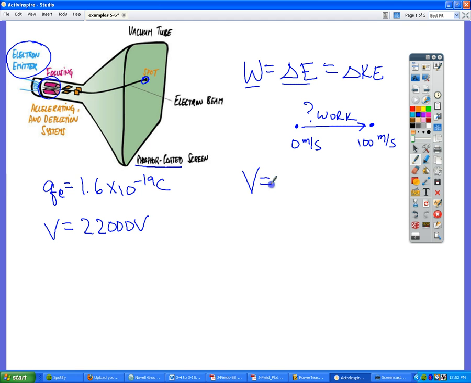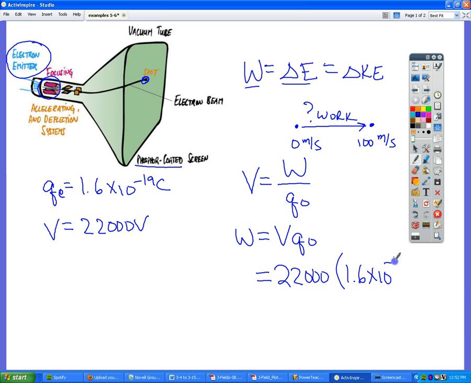So the equation we can use is the voltage, or potential difference, is equal to the work divided by the charge. And because we're looking for work, we're going to rearrange the equation. We're going to say work is equal to voltage times that charge. Our voltage is 22,000 volts, and we know the charge is 1.6 times 10 to the negative 19th coulombs. If you multiply those two numbers together, you should end up with 3.5 times 10 to the negative 15th. And remember, because work and energy are in the same units, we'll put a joule in that spot. And that's the end of number 5.